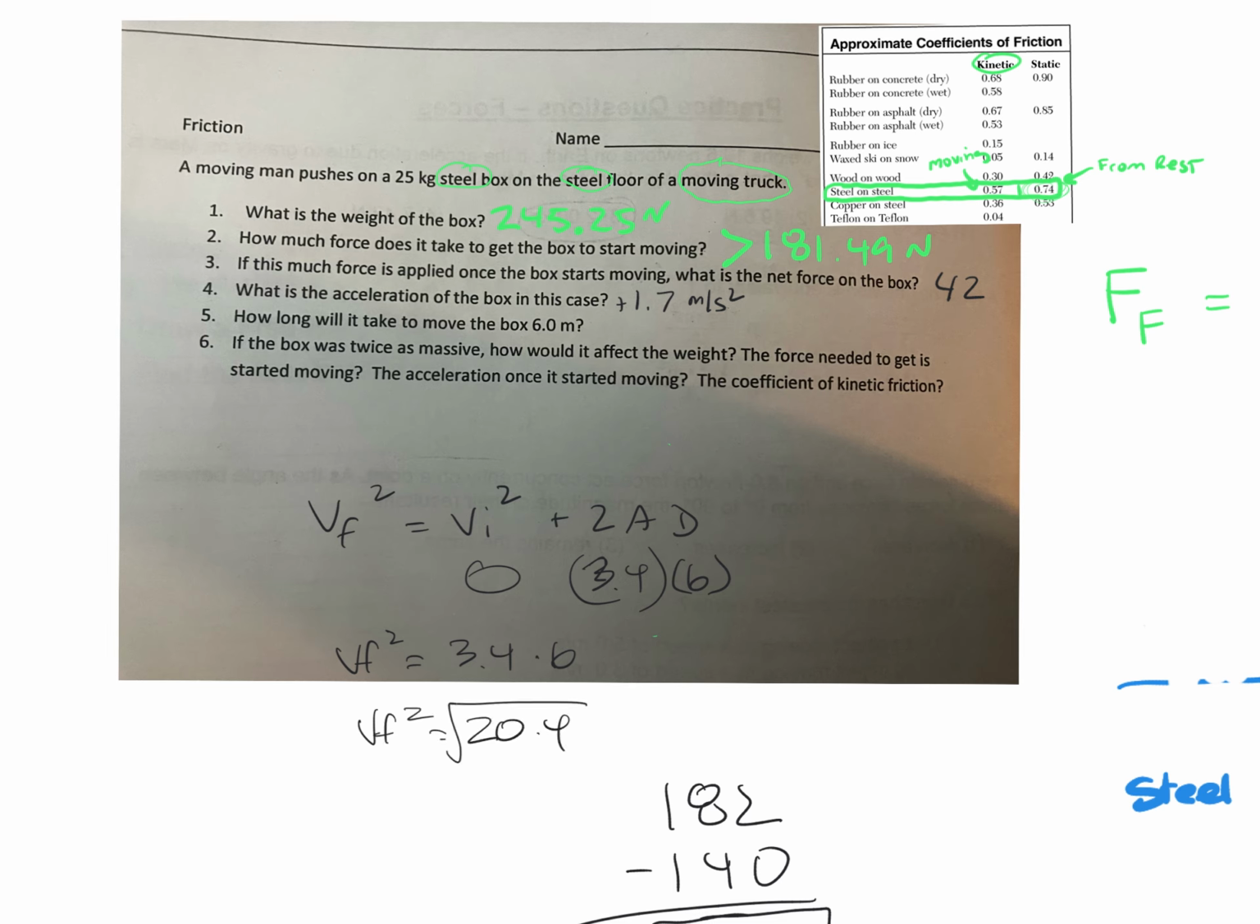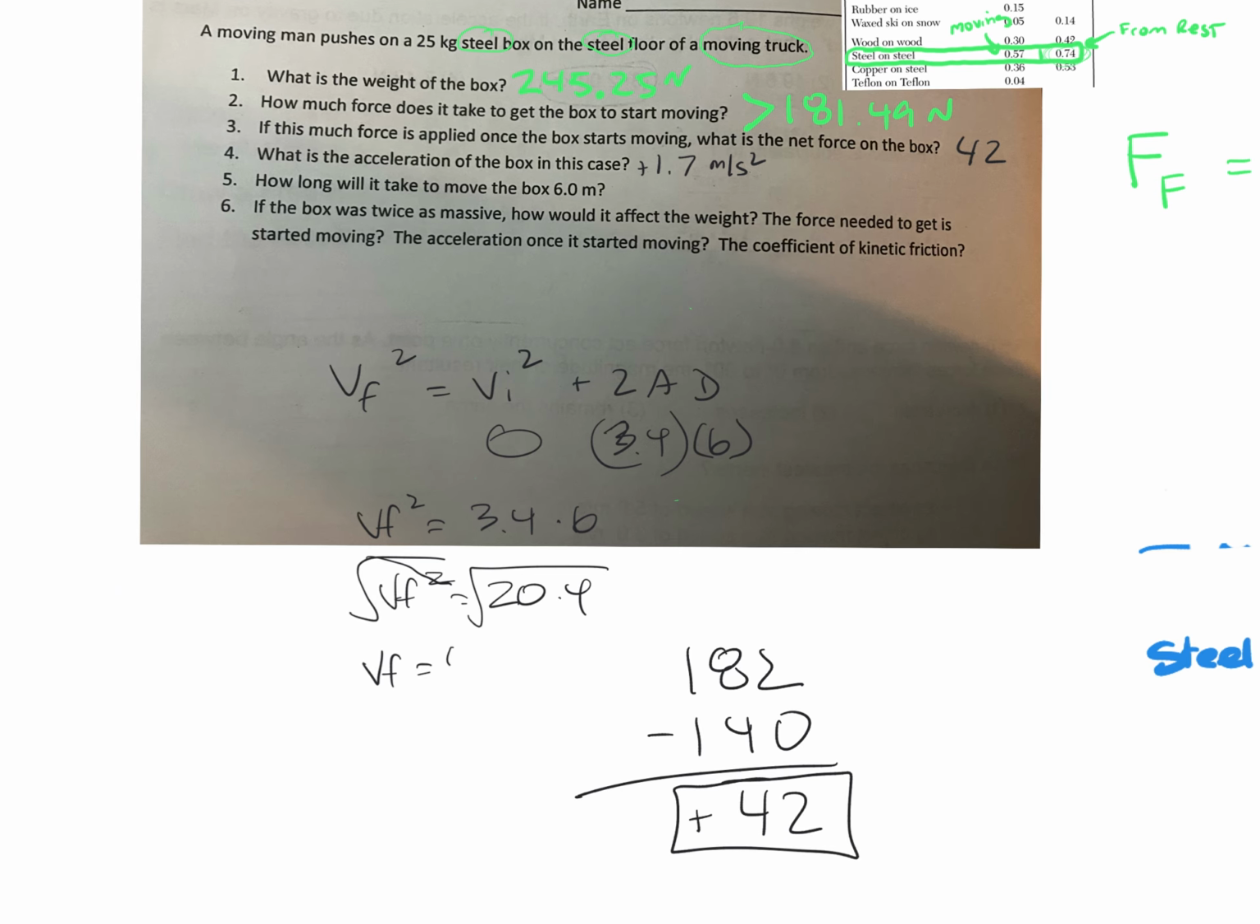I'm going to take the square root of this side and the square root of this side. That cancels out the square. So that's my velocity final is equal to the square root of 20.4, which is 4.5. So what that means is how fast is it traveling at the end of its motion to 6 meters? It's 4.5 meters per second. Now, how long will it take for that to happen? Well, it started at 0 and it ended at 4.5 meters per second at a rate of 1.7 meters per second squared. So all you got to do here is take the overall velocity of 4.5 and divide it by 1.7.